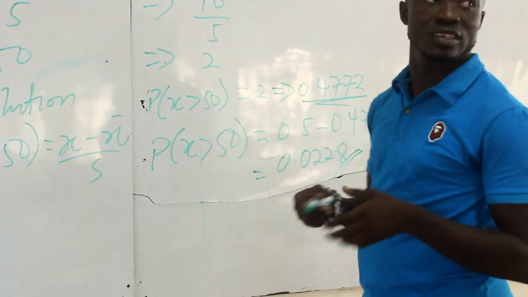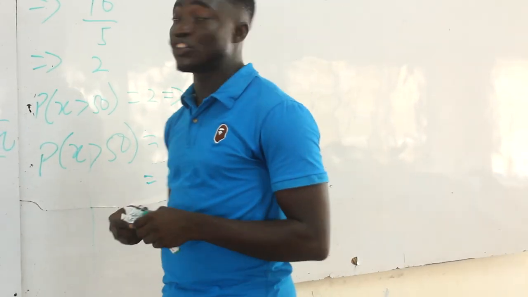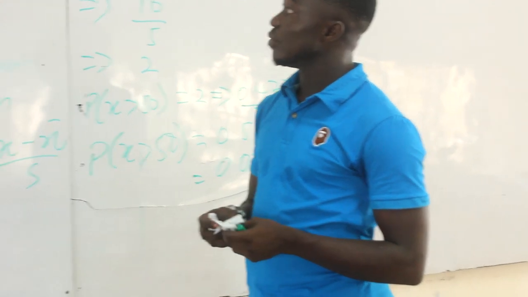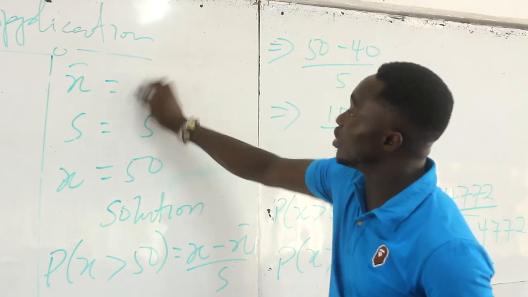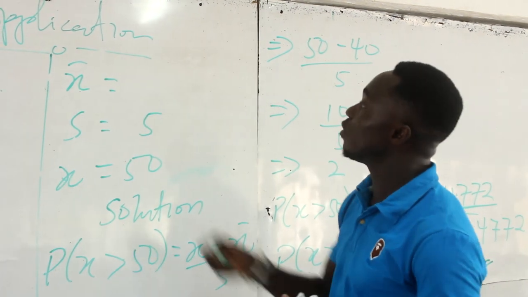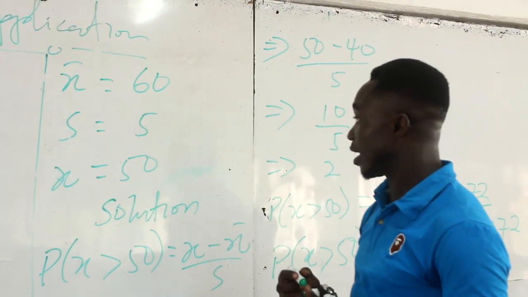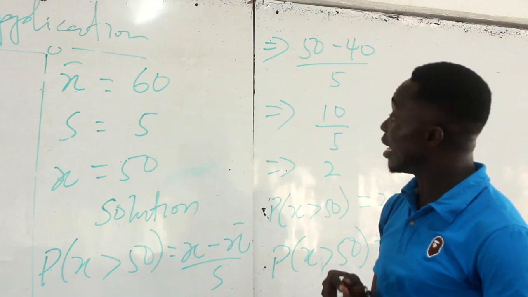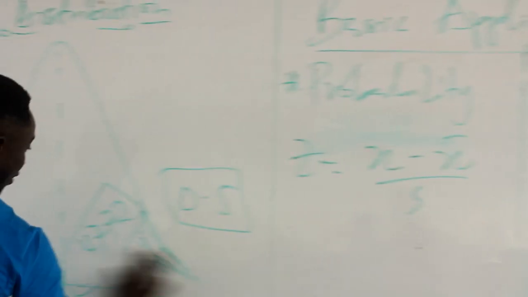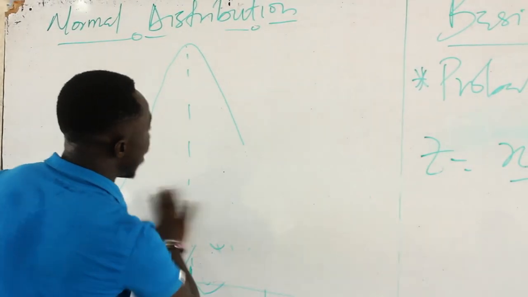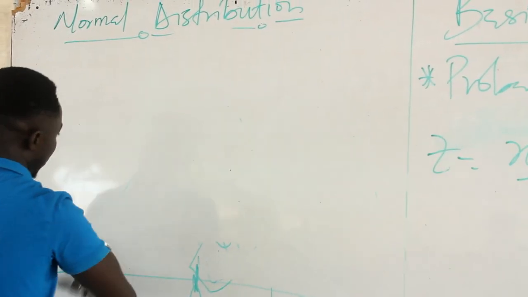Now, I'm only going to change one or two things. We are going to change the mean to 60. It is the same question, and let's see how we are going to solve it. And you're going to maintain the score at 50. So this time around, our mean will be what? 60. Our mean is 60 this time around.